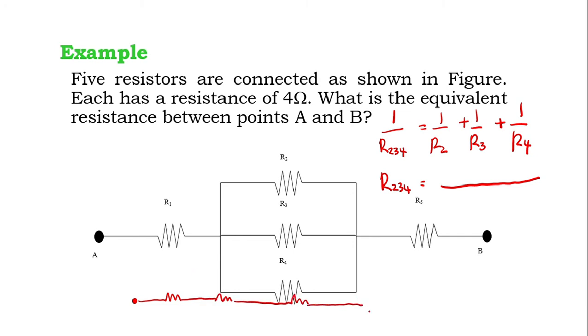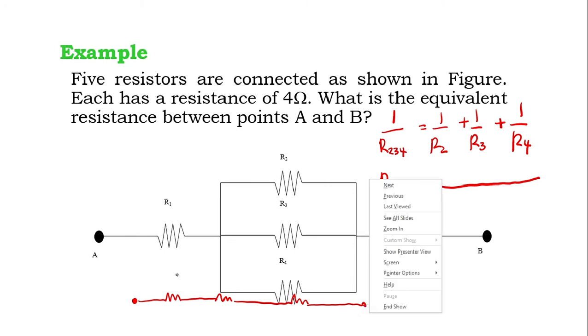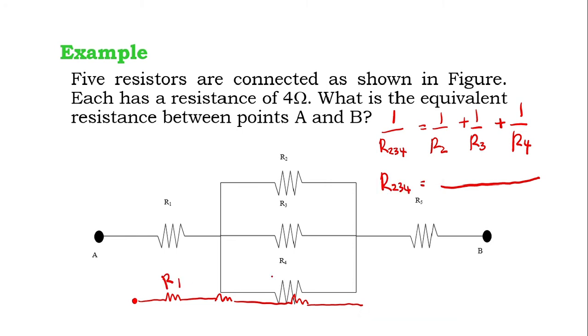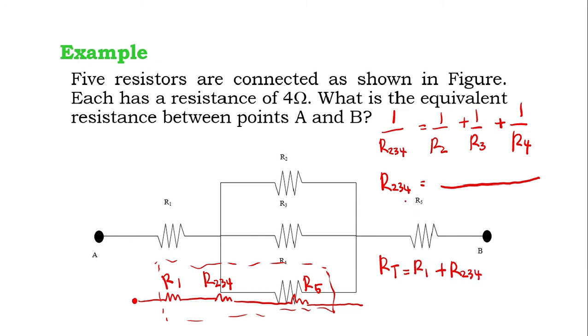So maksudnya sini R1, ni R234, sini adalah R5. So R1, R234, R5 ni adalah dalam keadaan in series. So kalau in series, R ni just plus je kan. So jadinya baru kita ada R total sama dengan R1 plus R234 yang awak kira kat atas ni plus dengan R5. So dapat inilah R.